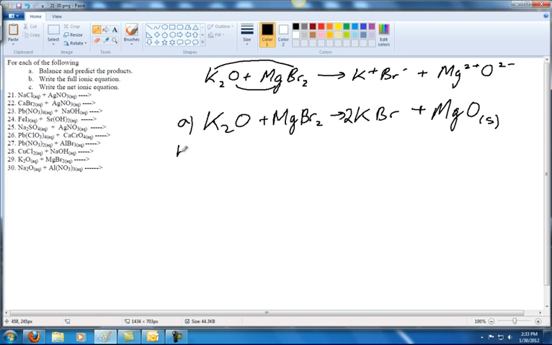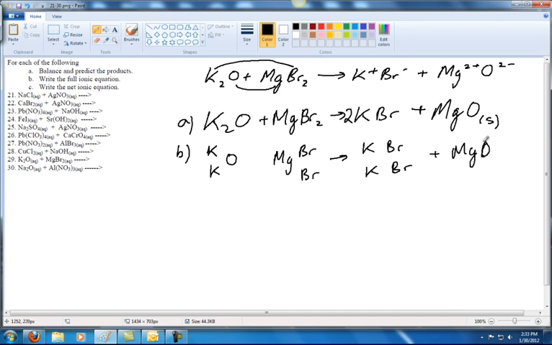Now we're going to look at part B. Now to do that, I'm going to split the compounds into their ions. So we've got 2 Ks and an O. We'll have Mg, we'll have 2 Brs. And over here we'll have KBr and KBr, 2 of those. And we'll have the MgO solid, which won't split into ions because it's a solid.